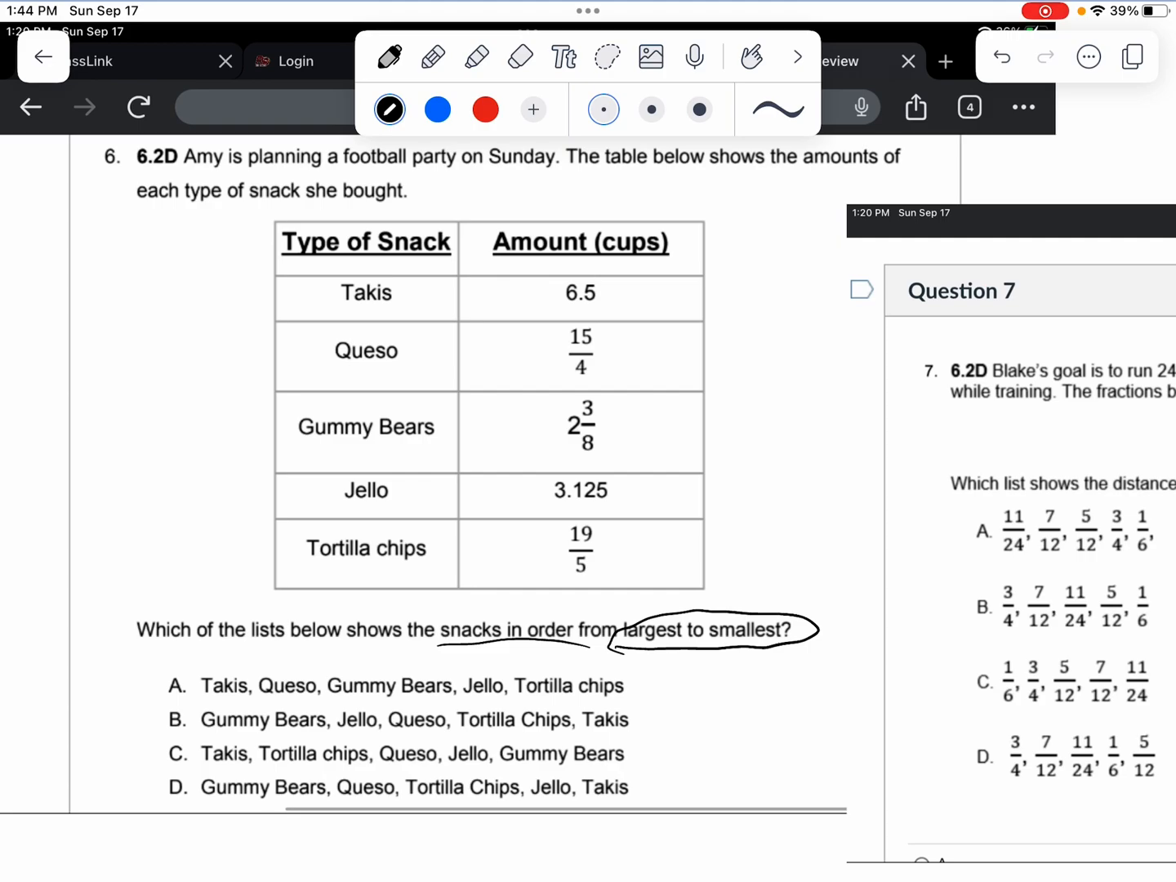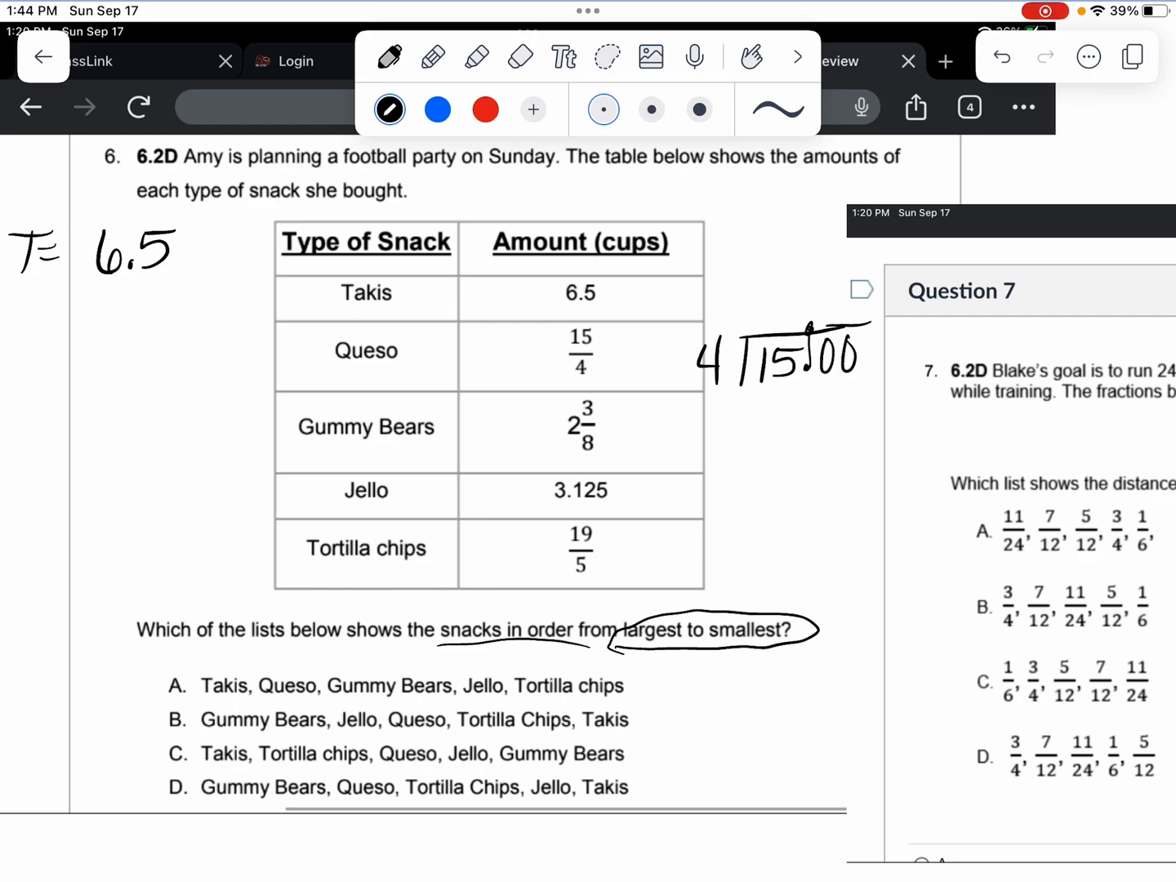Okay, here we go. Again, remember when I told you had to mix the decimals and fractions? Always change them to a decimal. That way you can line up your decimals and you can see which ones are greater or less than the next one. So Takis, we're going to leave as 6.5. So I'm going to put T equals, so I know that's Takis. The queso was 15 divided by 4. So over here, I'm going to put 15 divided by 4. Change that to a decimal.